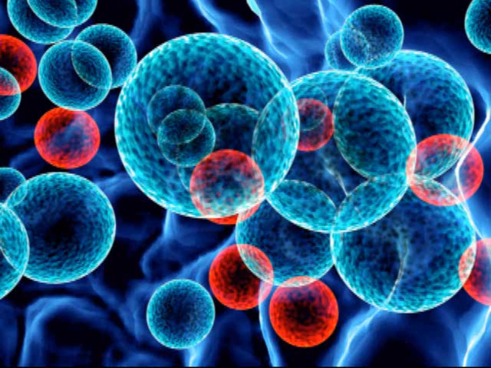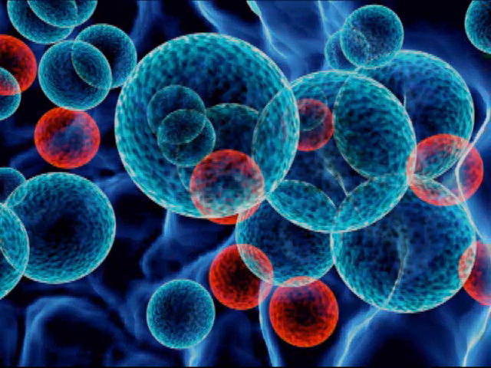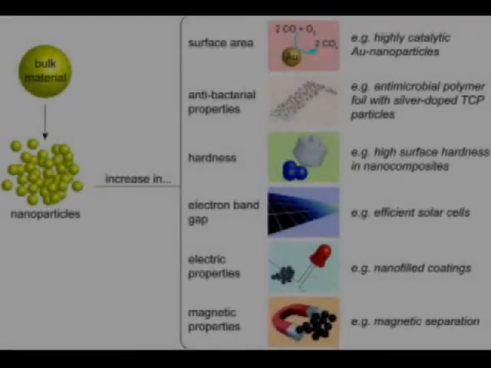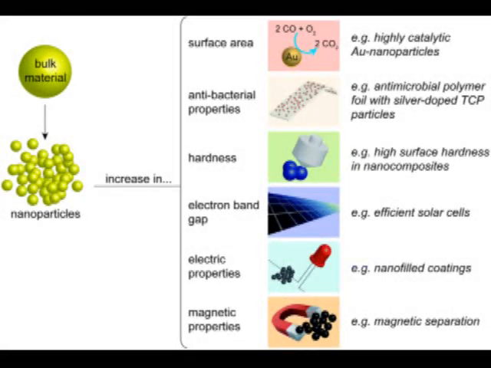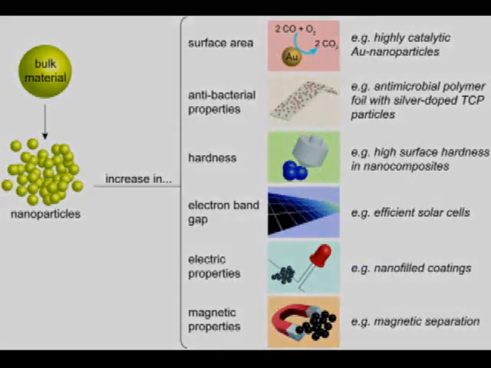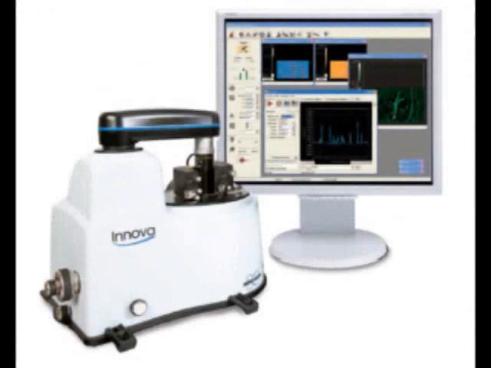Thus, when particle size is made to be nanoscale, properties such as melting point, fluorescence, electrical conductivity, magnetic permeability, and chemical reactivity change as a function of the size of the particles. Atomic force microscopes, or AFMs, give us a window into this nanoworld.